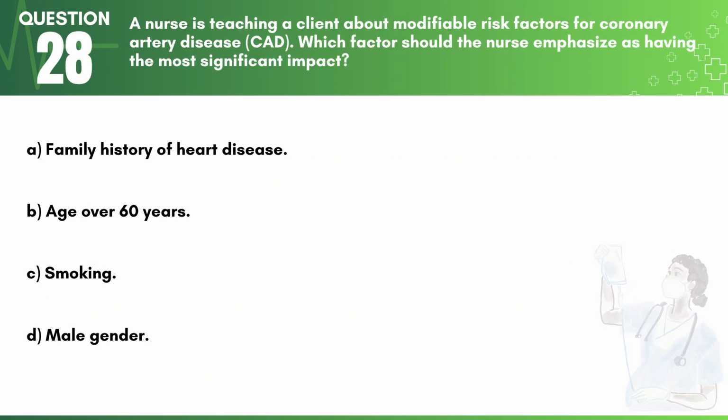Question 28. A nurse is teaching a client about modifiable risk factors for coronary artery disease, CAD. Which factor should the nurse emphasize as having the most significant impact? A. Family history of heart disease. B. Age over 60 years. C. Smoking. D. Male gender.